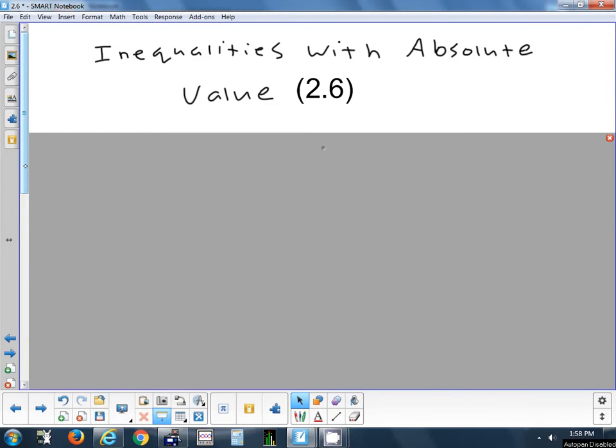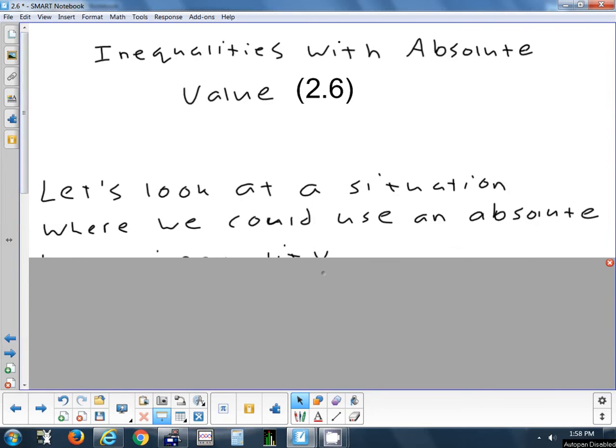Okay, so last section we're going to look at for this week, 2.6. Okay, it's on solving absolute value inequalities. Just like Mr. Roy showed you when we did absolute value equations, most of the steps are going to be the same, okay? Except there's one extra step at the end.